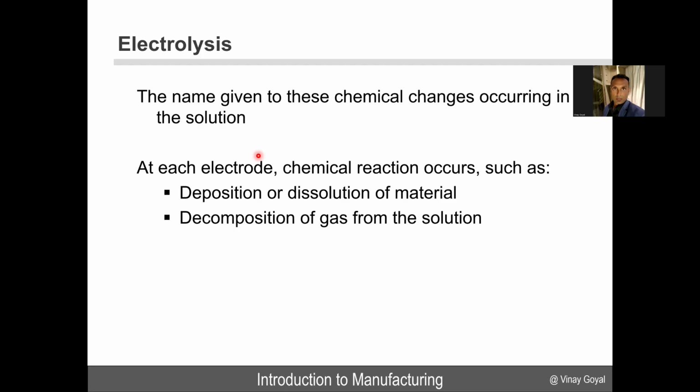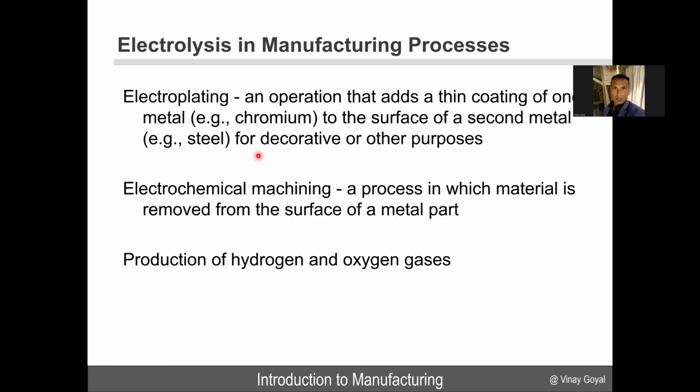At each electrode, a chemical reaction occurs. For example, you can have deposition or dissolution of a material, or decomposition of a gas from a solution. And how do we use that in manufacturing processes? Electroplating is an operation that adds a very thin coating of one metal to the surface of a second metal. It could be for many purposes. Electrochemical machining is a process in which material is removed, and we use that to machine a part. And then there is the production of hydrogen and oxygen gases, also very beneficial there.